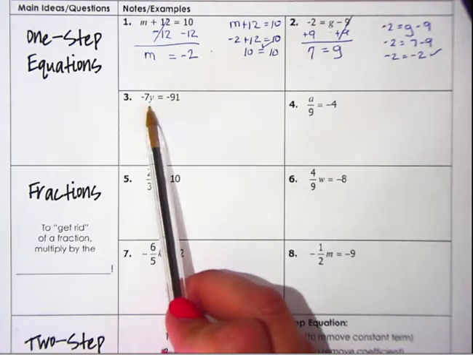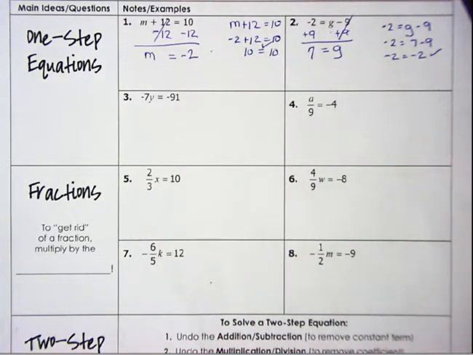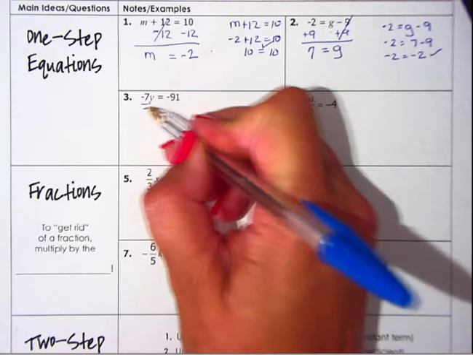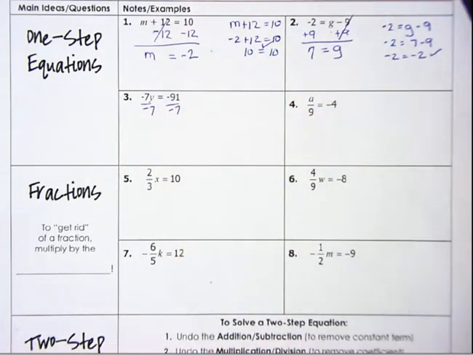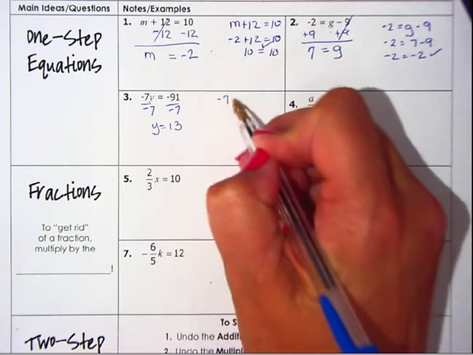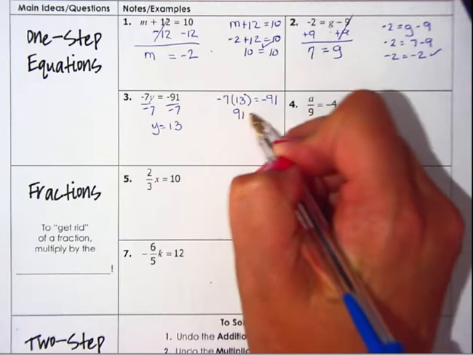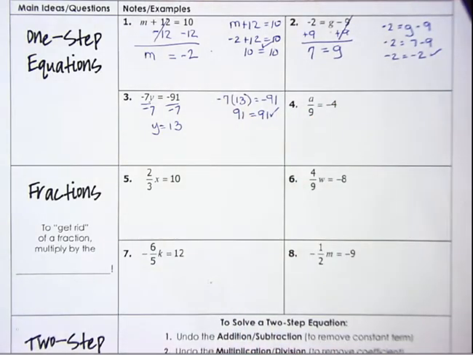All right, in the next example, we have negative 7 times y. When they're written next to each other like that, it's implied multiplication. So negative 7 times y, and that's supposed to equal negative 91. So if the operation separating the variable and the number is multiplication, to undo that operation, we're going to do the opposite. In this case, the opposite of multiplication is division. So we're really going to take negative 91 and divide it by negative 7, and when we do that, we end up getting 13. So in this case, y is equal to 13. And again, we're just going to check that negative 7 times 13 does multiply to negative 91, and if it does, then we can say we found the right answer.